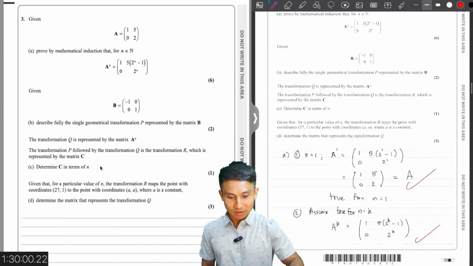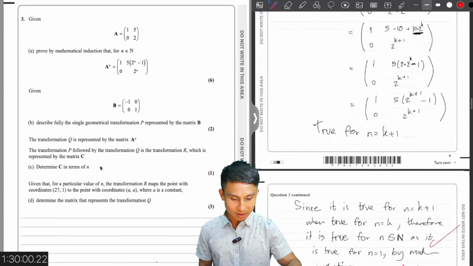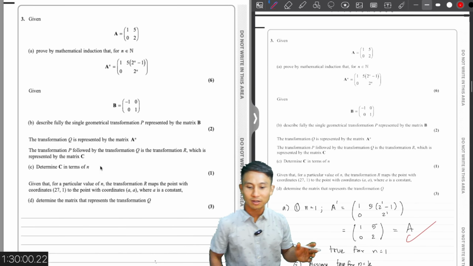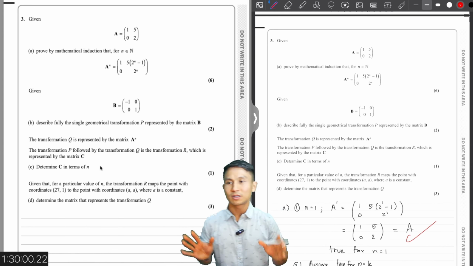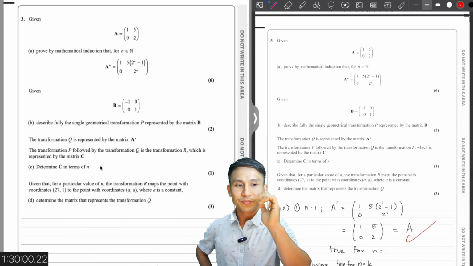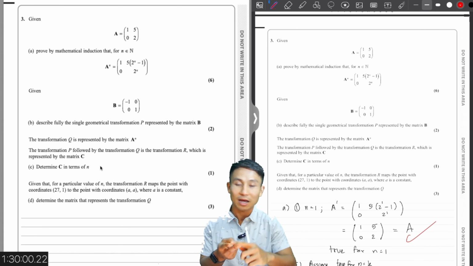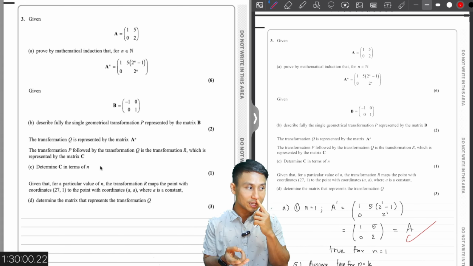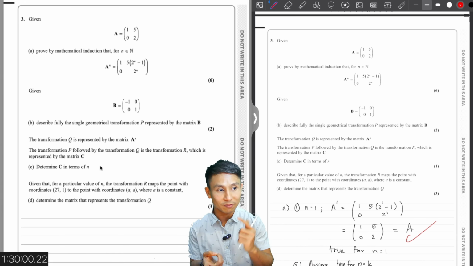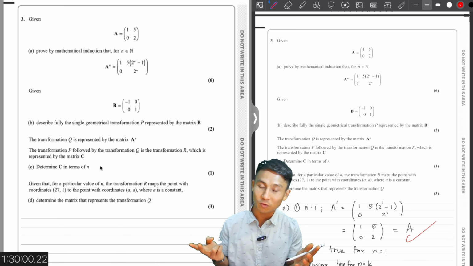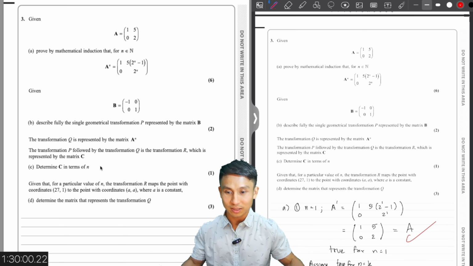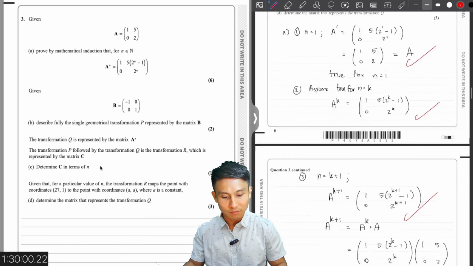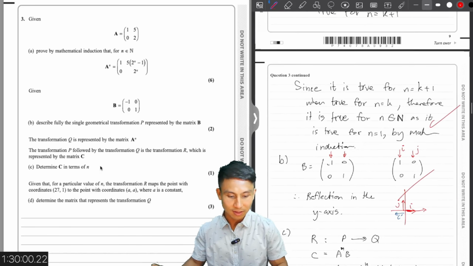Number 3, I don't think I made any mistake here. I got all of them. So proof by induction. Make sure you understand all the steps. Also, make sure you know how to do the other 2 types in proof by induction, which is the series one, and also the divisibility type of question, and also this one, matrix. So there are about 3 typical types that will come up in proof by induction in further maths.